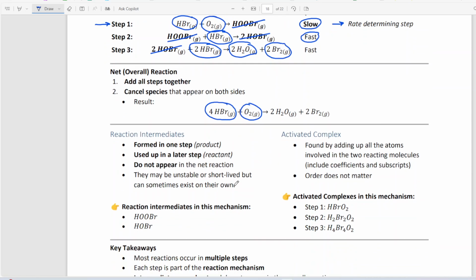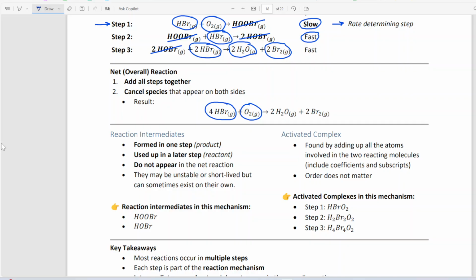And so what ends up happening is that these are reaction intermediates. They are things that are formed in one step, so they're a product in one step, and then used up in a later step as a reactant. It doesn't have to be the next step, but in a later step. So they do not appear in the net reaction. They may be unstable or short-lived, but sometimes they can exist on their own for a while. So if you have a really slow reaction mechanism, maybe the HOOBr is there for a while before it's going to combine with a hydrogen bromide gas. The reaction intermediates for this reaction mechanism are the HOOBr and the HOBr.